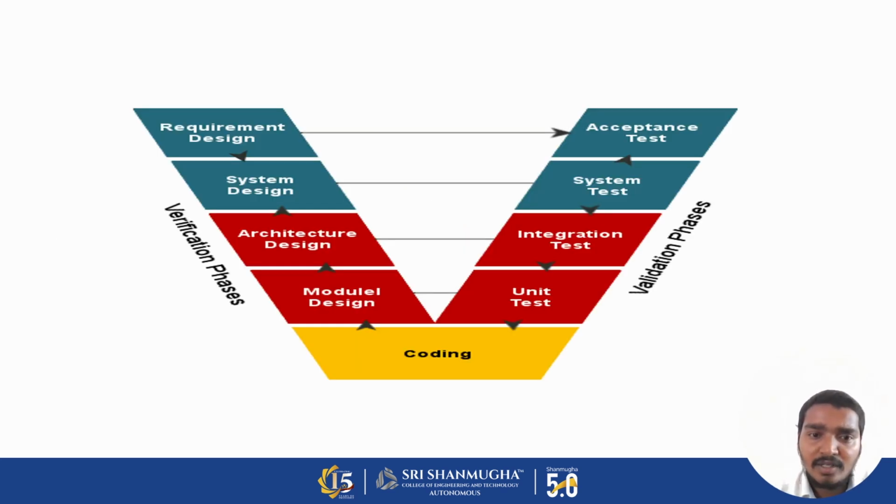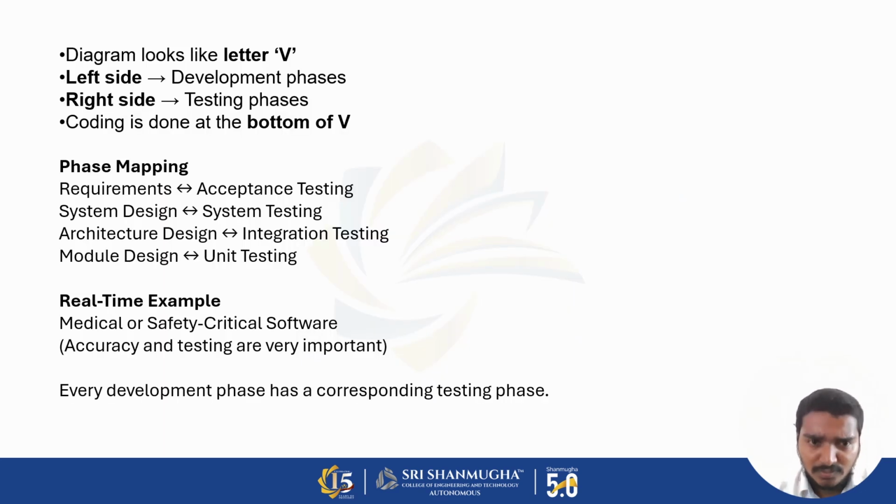So next, the V model. They gave two types: first, verification phases, and next, validation phases. The verification phases are first requirement design and acceptance test, system design and system test, architecture design and integration test, module design and unit test. Next, finally, we get coding.